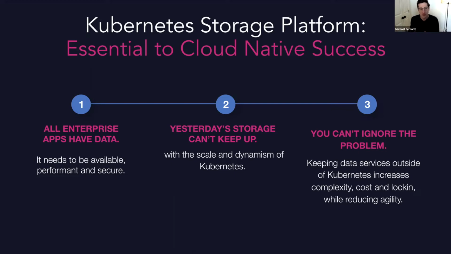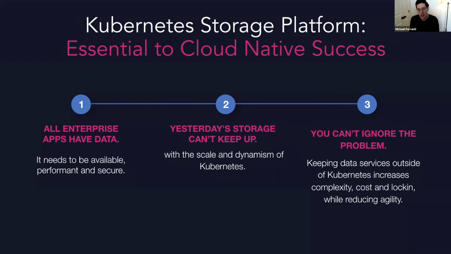There are 3 reasons why a Kubernetes storage platform is an important part of your overall Kubernetes strategy. One, all enterprise apps have data. If we really want to apply this agile technology stack to our biggest business problems, some of those problems are going to come with storage and data management requirements. And if we don't have a platform that's optimized for those problems, we're going to have to keep doing things the old way, which is the whole point of moving to Kubernetes, to move past those manual processes.